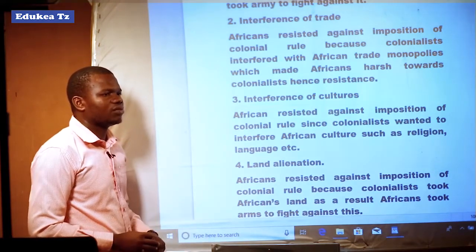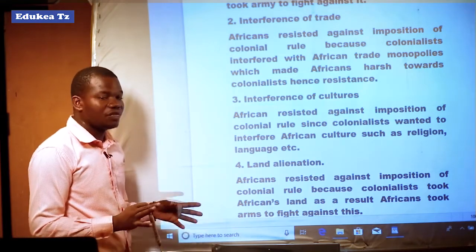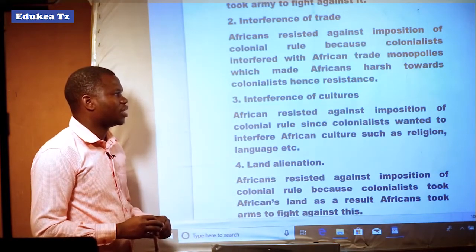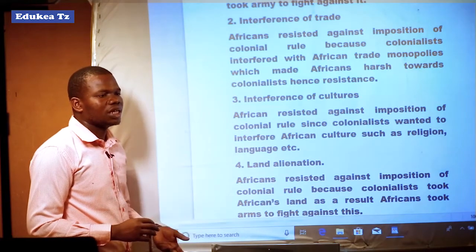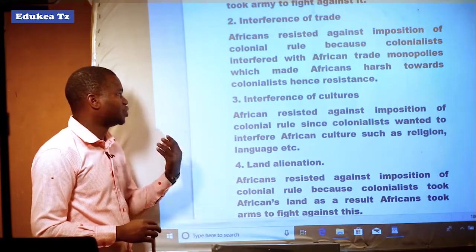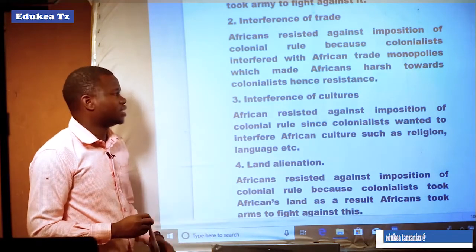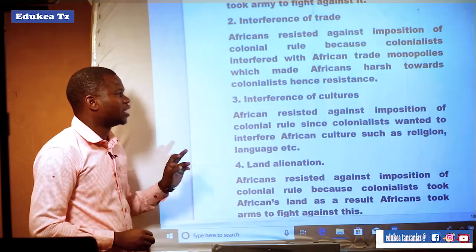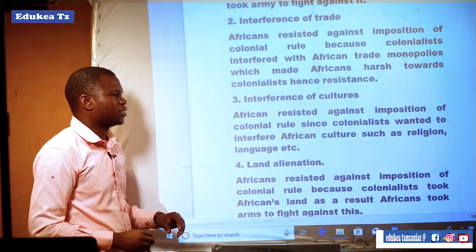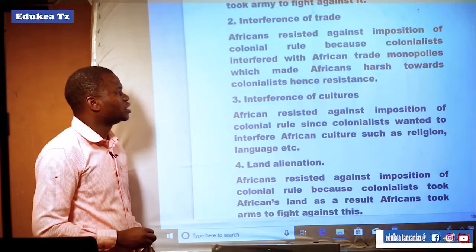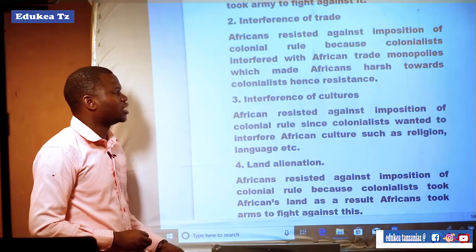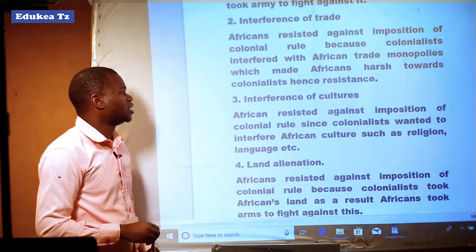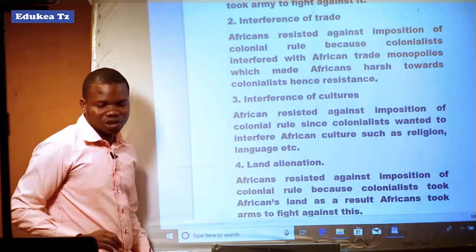But once colonialists came, they witnessed that barter trade had no benefits to them. That's why they decided to interfere with it and establish their new system of production, which had benefits to them, and this resulted in African resistances. Since Africans thought that their trade had its own benefits, after the new system was established by colonialists, Africans started to be economically disturbed. That's why they decided to resist the imposition of colonial rule.